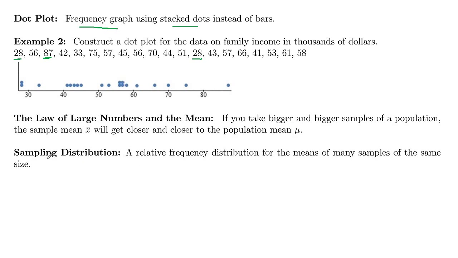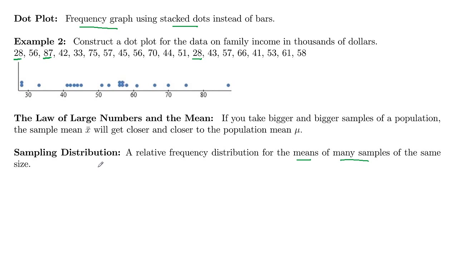And then a sampling distribution is just a relative frequency distribution for the means of many samples of the same size. So for a sampling distribution for samples of size 10, you would take a whole bunch of samples of size 10 and look at the means of those samples and put them on a relative frequency distribution. That's what the sampling distribution is.